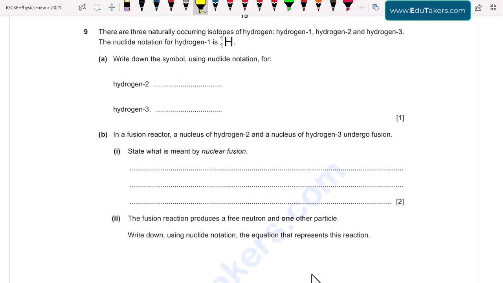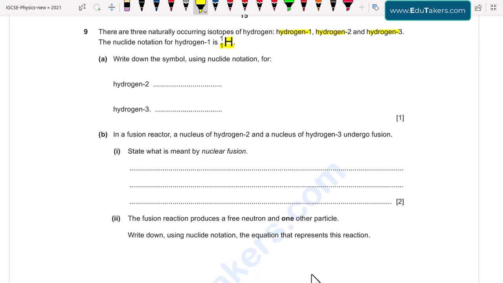Question number 9. There are 3 naturally occurring isotopes of hydrogen, that is hydrogen 1, hydrogen 2 and hydrogen 3. The nuclide notation for hydrogen 1 is H, 1 and 1. It means that the hydrogen symbol is H, and the lower number represents the atomic number while the upper one represents the atomic mass.